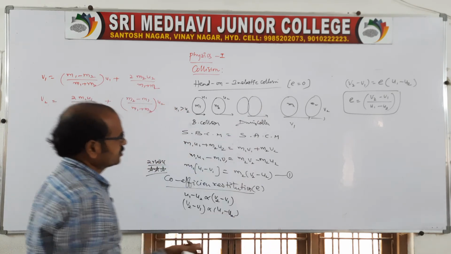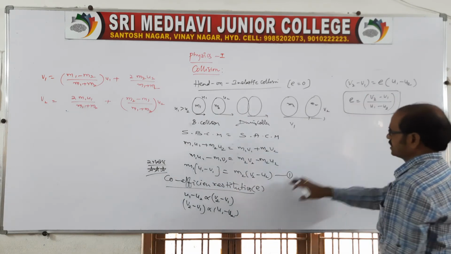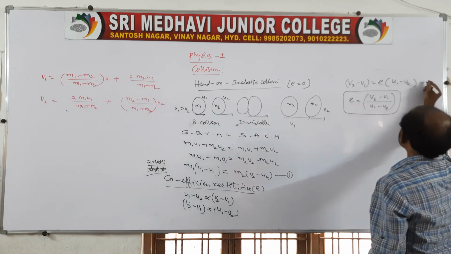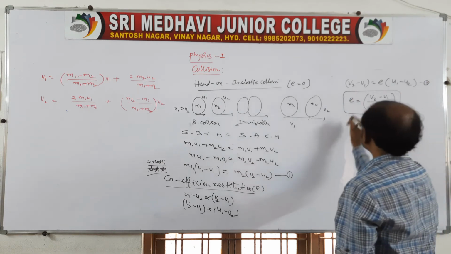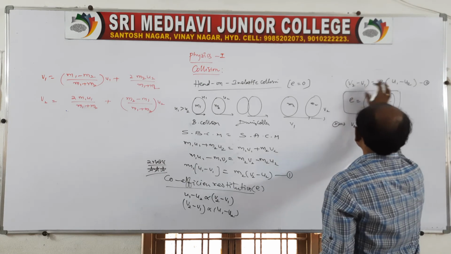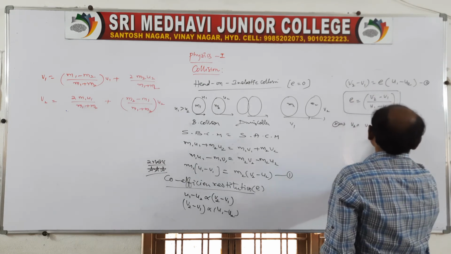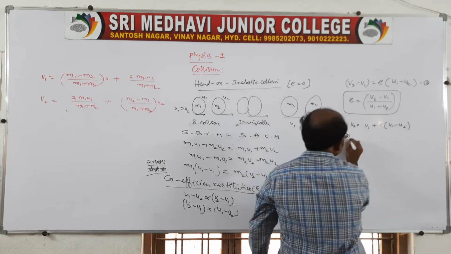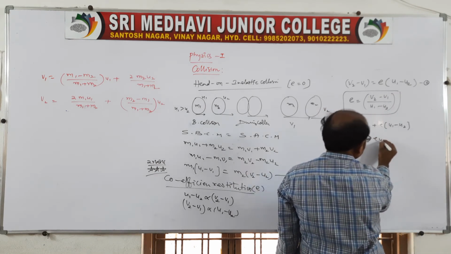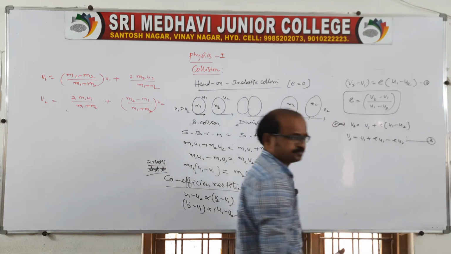So here from this expression, you take it as equation 1. This is equation 2. From equation 2, I am writing v2 is equal to this: you take this side, v1 plus E into u1 minus u2. Simple, you multiply with E u1 minus E u2. This you take as equation 3.